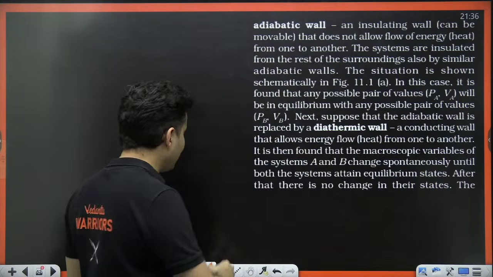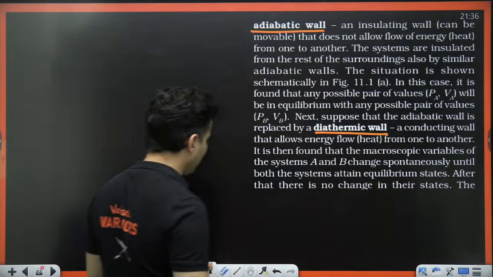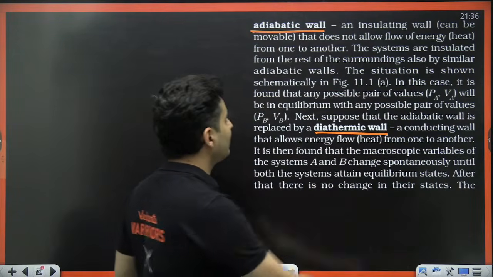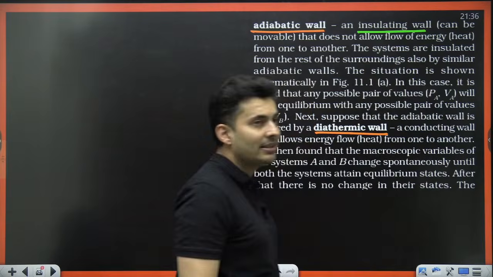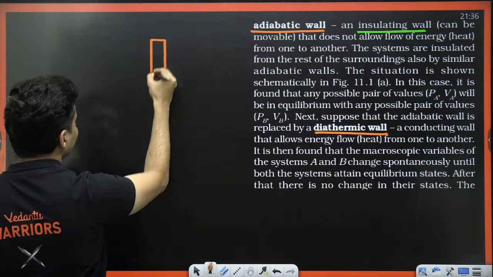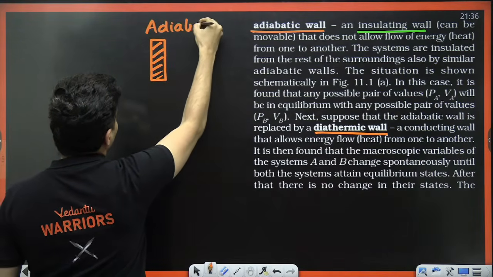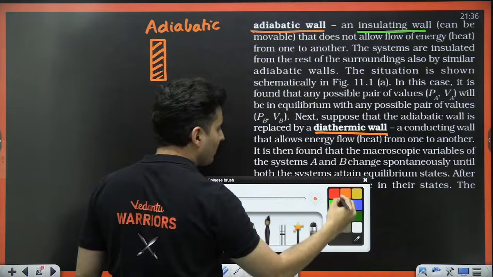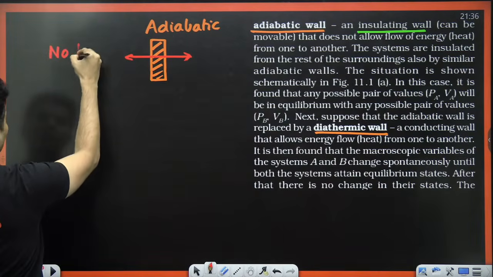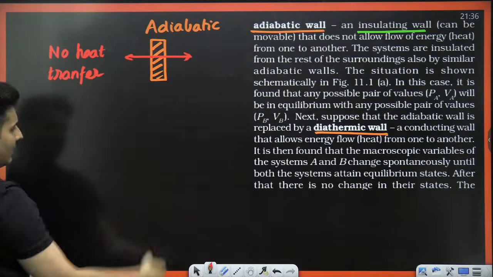So the two categories are, one is adiabatic and the second one is diathermal. For adiabatic, it is insulating. So if you have an adiabatic wall, it will be insulating. That means there will be no heat transfer. No heat transfer will occur.